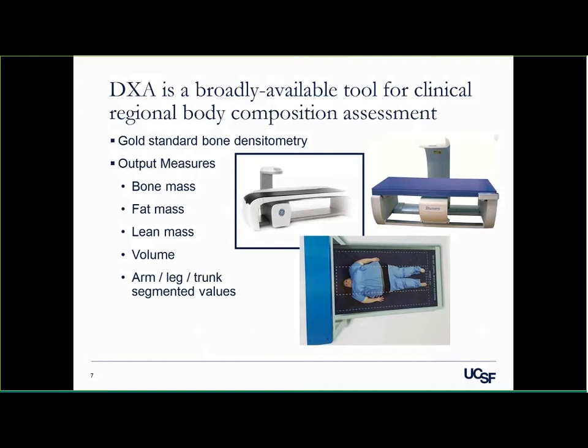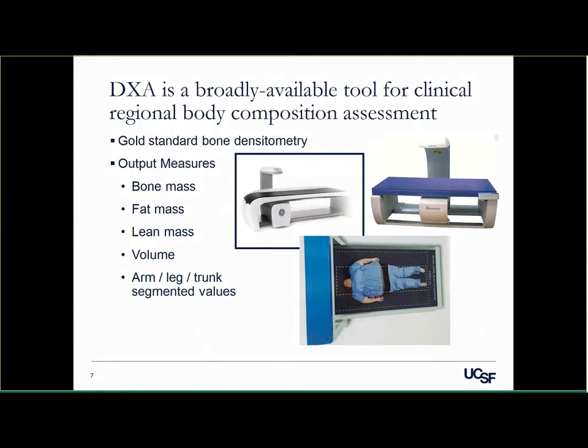So DXA is a broadly available tool. As most of y'all know, it's a gold standard for bone densitometry. It's been around for body composition since the same time it did bone density. The patents that are used by Hologic to measure body composition are my patents. So this is something, if I don't know anything else, I know something about DXA. And the output measures are fat, lean, and bone. I'm going to show you how you can also derive body volumes very accurately and precisely. And you get all these measures with arms with segmented values, which is quite difficult in other technologies.